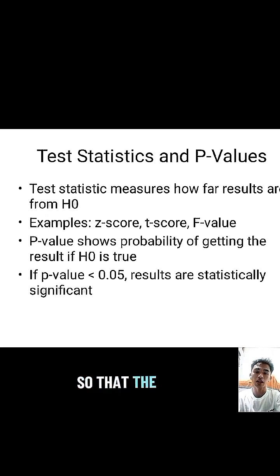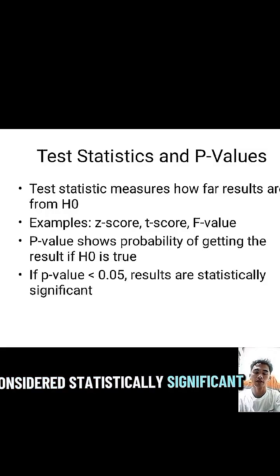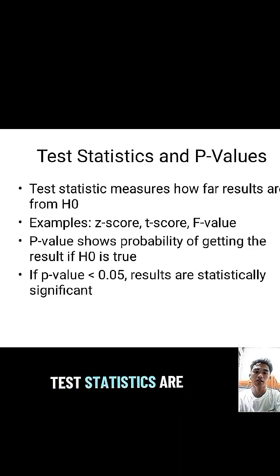so the null hypothesis may be rejected. In most studies, if the p-value is less than 0.05, the result is considered statistically significant. Test statistics are important because they summarize the information from the data into one value. Common examples of test statistics include the z-score, t-score, and f-value. Each statistical test uses a different formula depending on the purpose of the study.